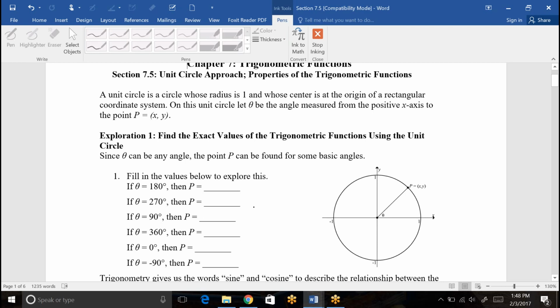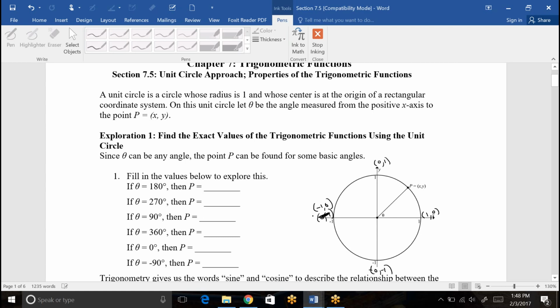Since theta can be any angle, the point P can be found for some basic angles. So for example, the quadrantal angles are the ones that occur at, remember, the x and y axes. So this would be the point 1, 0. This is 0, 1, just the ordered pairs. This is negative 1, 0, excuse me, I wrote that backwards. This is negative 1, 0, and then this is 0, negative 1.